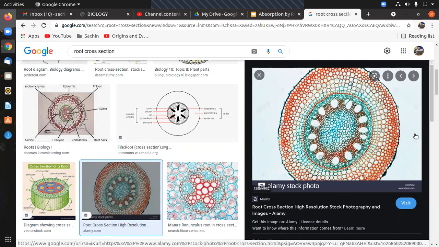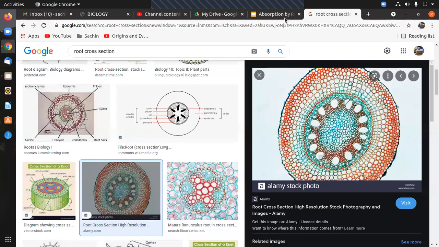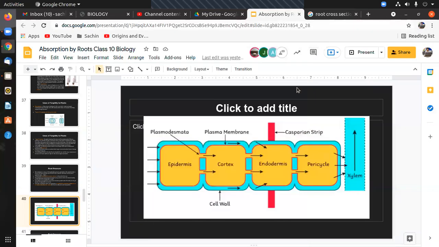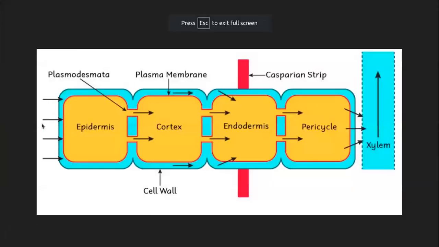So whenever water is absorbed, it will have to cross through these different layers. First it will cross the epidermis, then the cortex, then the endodermis, then the pericycle, and then it will enter the xylem. That's exactly how it is shown in this particular diagram. There will be a root hair, which has the outermost layer called the epidermis. You can see the arrow direction, so water is moving inside.